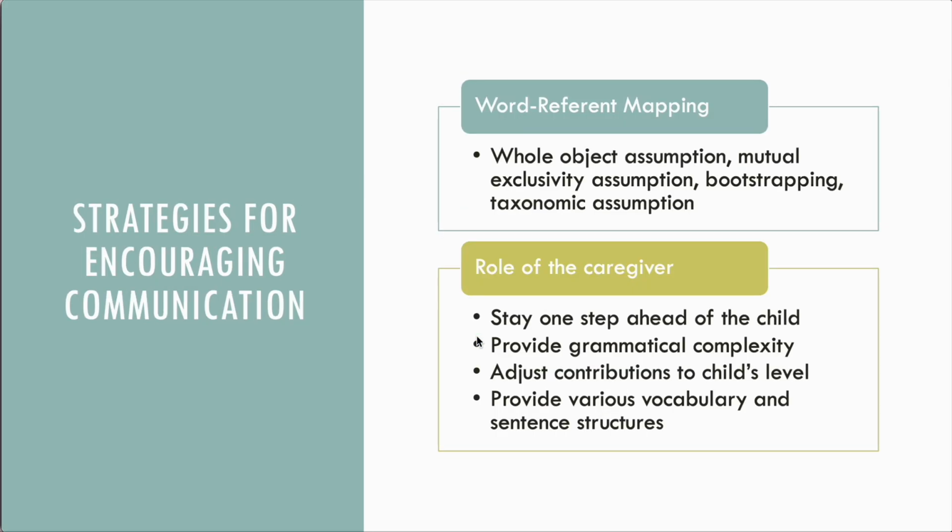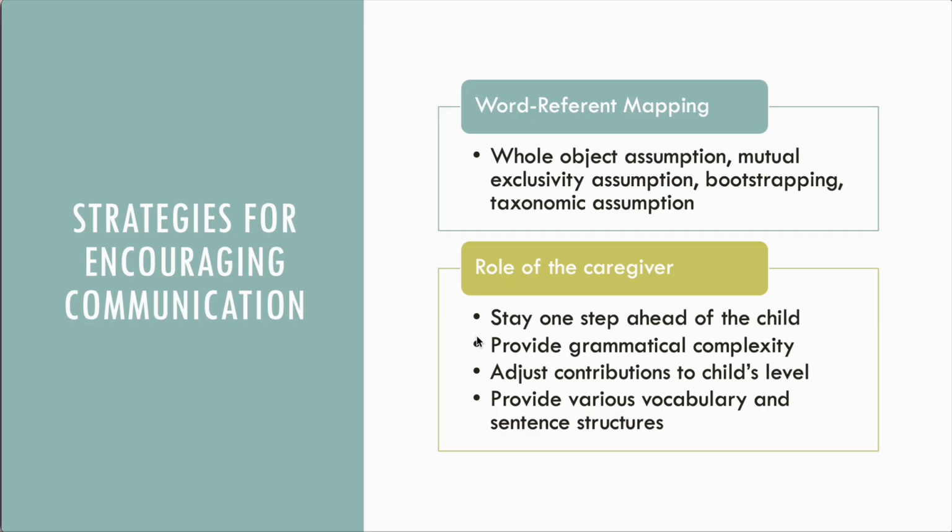There are some strategies that can be used to encourage communication. Word-referent mapping happens with only a few exposures and is when a child links a spoken word to its correct object or action. This includes joint attention, so the caregiver and child both focus on the same object and label it. There are 4 theories to word-referent mapping: whole object assumption, mutual exclusivity assumption, bootstrapping, and taxonomic assumption.